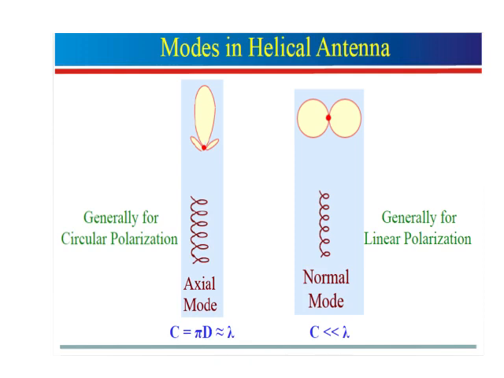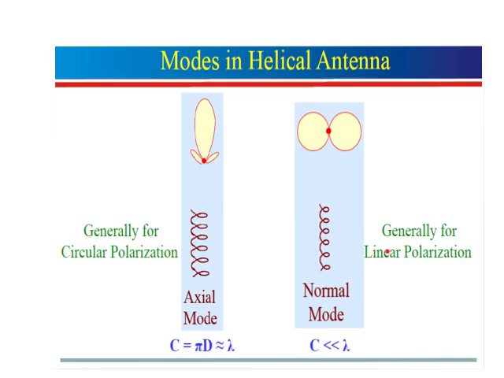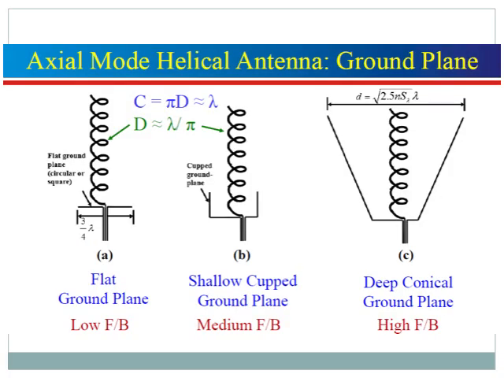The axial mode, in which C is almost equal to lambda, and the normal mode, when C is very much less than lambda, are the two cases which are more frequently used in the helical antenna. The axial mode is used whenever we go for circular polarization, and whenever we go for linear polarization, we use the normal mode. Now let us discuss the ground plane characteristics of the axial mode helical antenna.